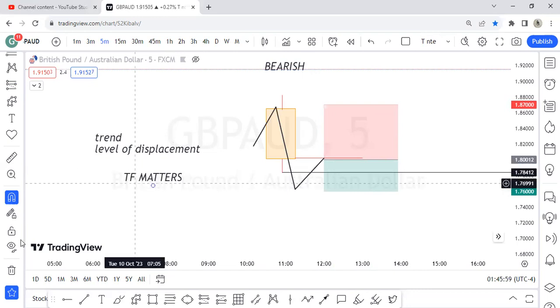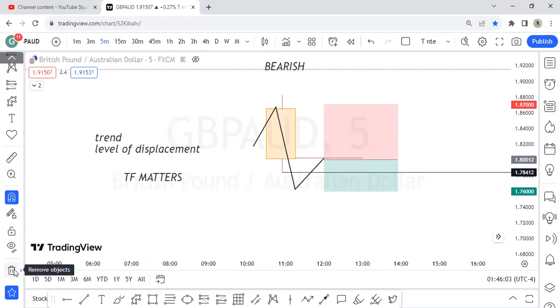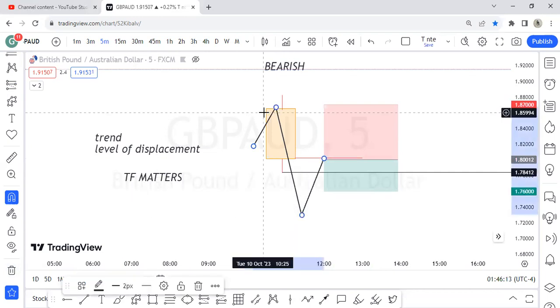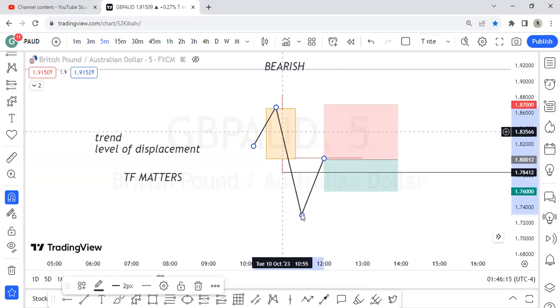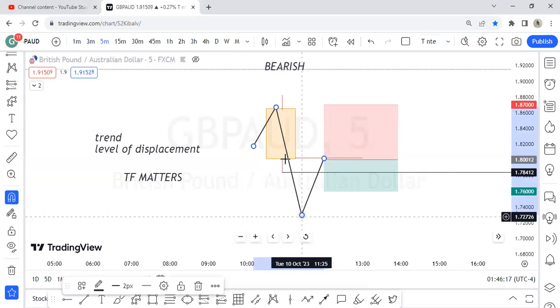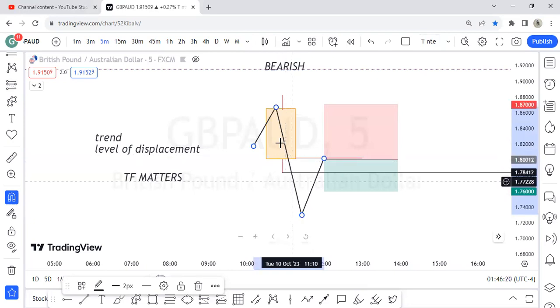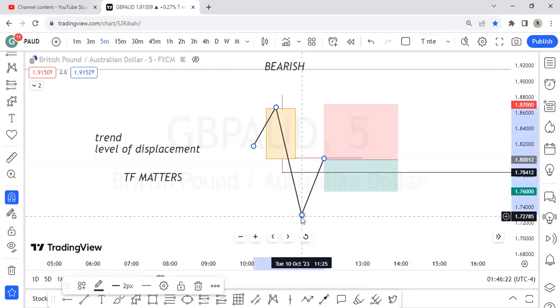Now it's time to go through our charts to understand. But let us talk about one last thing first: level of displacement. Level of displacement simply means how quickly the market moves. Once the market moves away from the order block very well and then comes back, this is what we call displacement. The market moves away from the order block with intent.